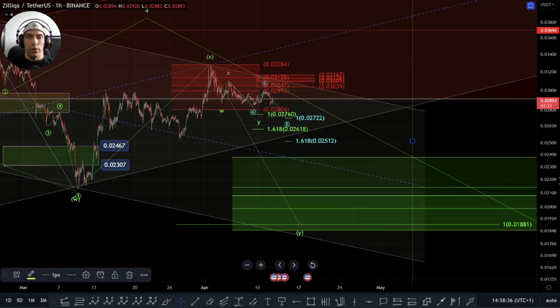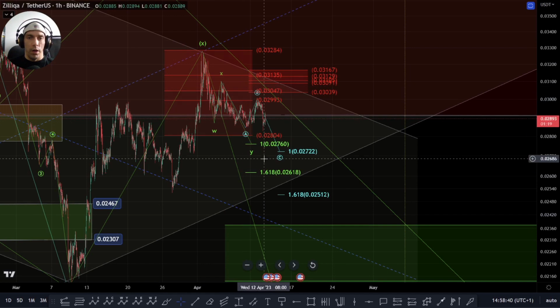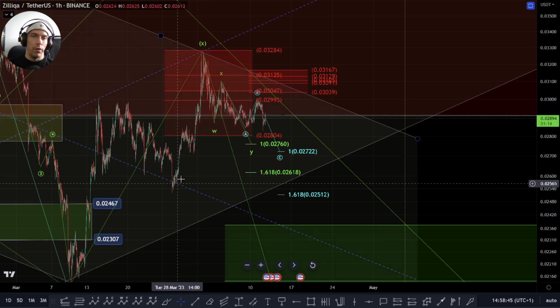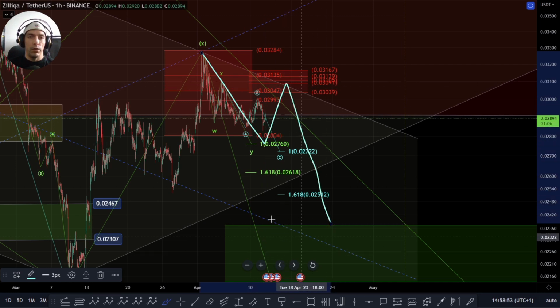So we are looking at this as a corrective possibility. But if we do get this as a WX and a Y to the downside, really we need to take this high again for confirmation that we're still moving up. Until we do, we could get something like this, where this becomes an A, we get a B up, and then we get a C to the downside.